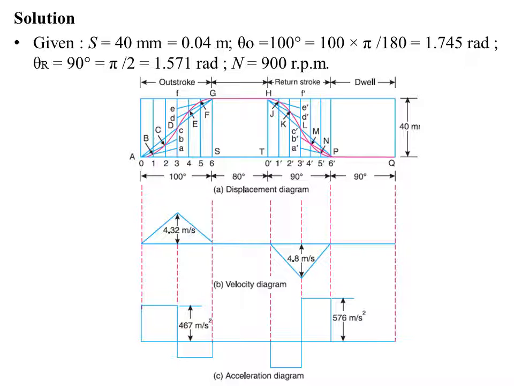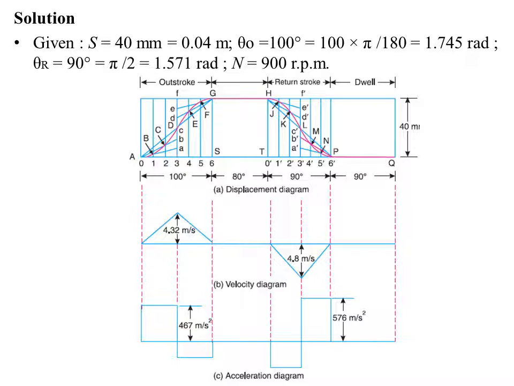Then find the given N, that is the speed, 900 rpm. First, let us start with the displacement diagram. For any displacement diagram, first we need to draw a horizontal line. Here, as can be seen in the sketch, it is AQ, and this AQ represents the outstroke, dwell, return stroke, and dwell.